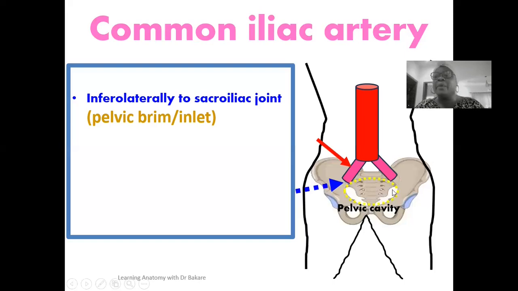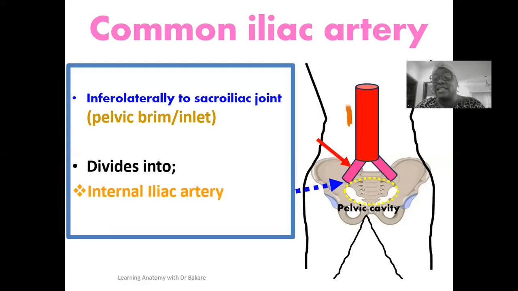This pelvic brim or pelvic inlet, when we try to describe its structural orientation, in our previous lecture on the pelvic inlet, we described that the sacroiliac joint also forms the posterior alignment of the circumference of the pelvic inlet. So if you look behind here, you have the sacroiliac joint. And at this alignment where you have the pelvic inlet or the pelvic brim, you then see the common iliac artery finally subdividing into the internal iliac artery.